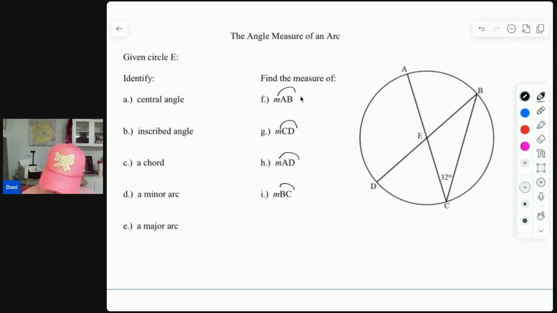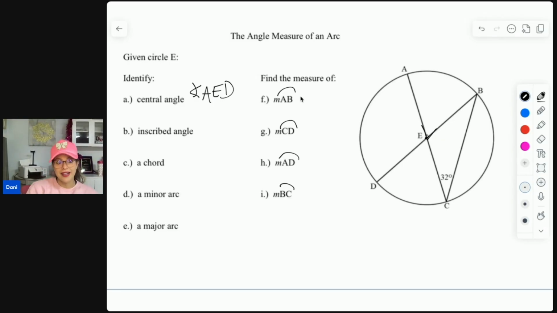Okay, a central angle. An example of a central angle would be anything that comes to that point, E. So angle AED is a central angle. Angle AEB is a central angle. Angle BEC is a central angle. And angle DEC is also a central angle. I'm not going to write them all out, but you have 4 central angles. The E needs to be in the middle.